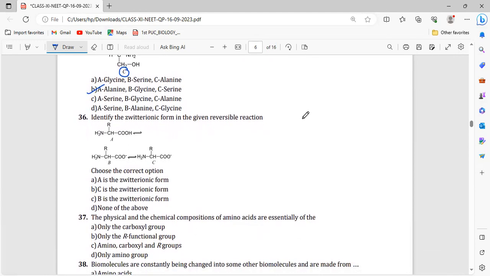36. Identify the zwitterionic form in the given reversible reaction. Zwitterionic form means both the amine group and the carboxylic acid group should be present in ionic form. Here only the amine group is ionic. In C only the carboxylic acid group is ionic. In B both are ionic. So B is the zwitterionic form.